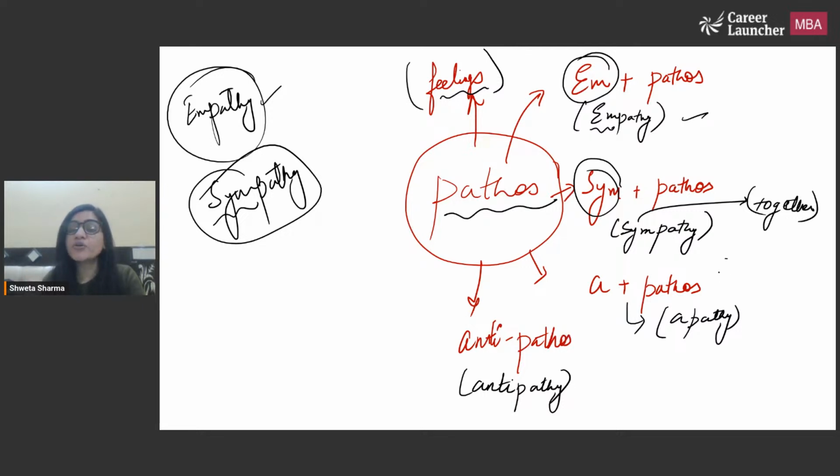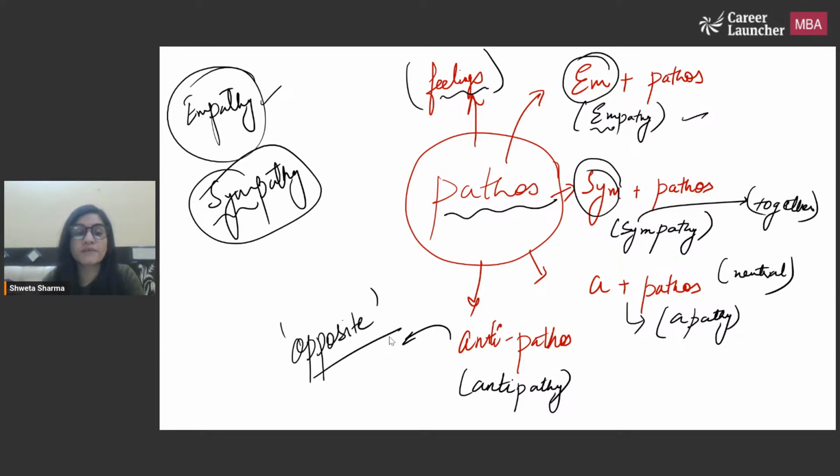Apathy means very neutral. A is neutral, right? So I'm very neutral towards the feelings, right? Neutral मतलब कुछ भी हो जाए मुझे फर्क नहीं पड़ता है, because I don't relate to that person at all. Antipathy means opposite. That if that person is happy, I'll be sad. If that person is sad, I'm happy. So you kind of feel that Schadenfreude, that kind of a feeling.